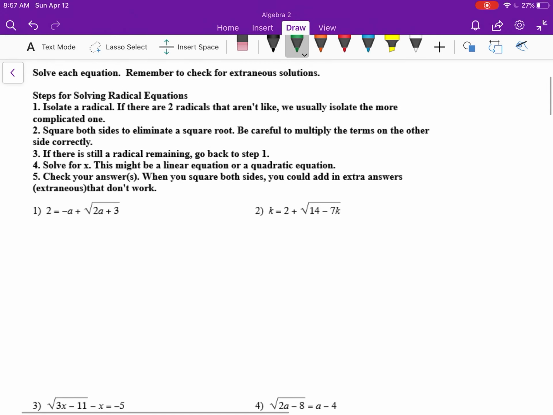So let's look at number 2 here as a sample question. I'll be doing 3 of the questions, and then you'll be doing the rest. I'll try to make sure we talk through these steps here.